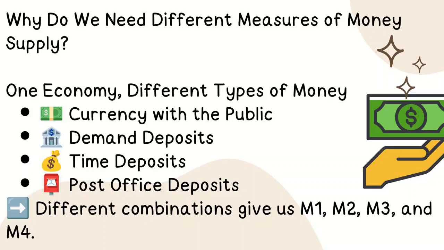Instead of mixing all these together, economists group them into different categories. These categories are called M1, M2, M3 and M4. As we move from M1 to M4, we gradually include more types of money. So think of these measures like different sized boxes. First box is small, next box is bigger, then bigger again, and finally the biggest one. We'll now open each box one by one.